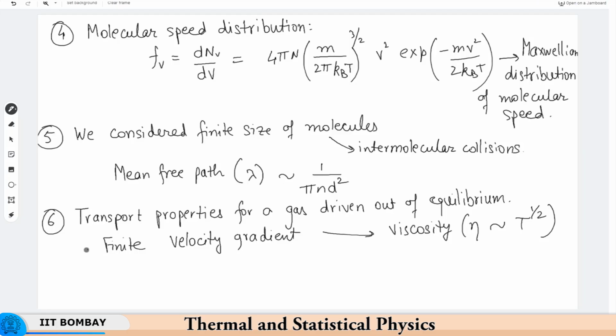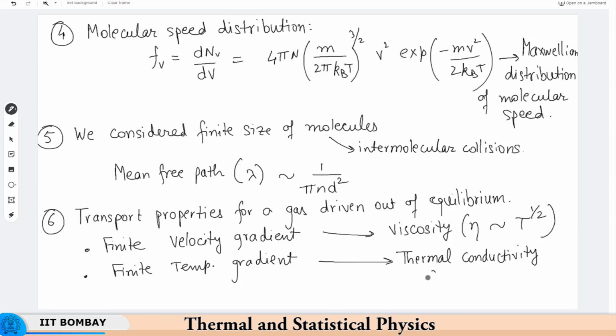Similarly, in the second case we introduced a finite temperature gradient, right? Which means in a certain corner of the box the molecules are moving much faster than in the other corner, so there will be a net energy flow, which is heat flow, and in this case we defined the concept of thermal conductivity, which we denoted by the symbol K, and that also scaled with T raised to the power half.